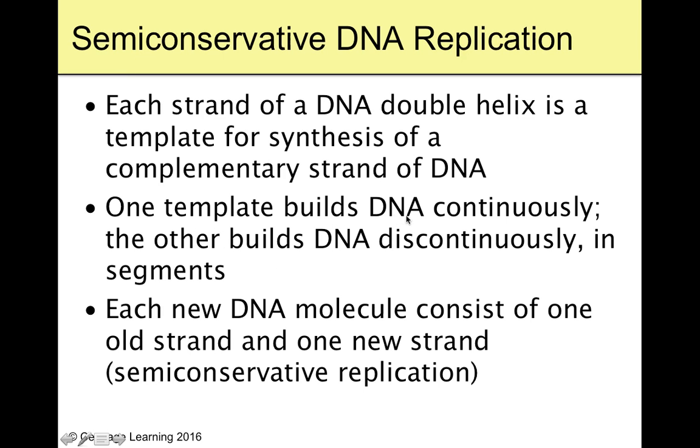And so one template builds DNA continuously, the other builds it discontinuously in little segments, and each new DNA molecule is going to have one new strand and one old strand. Now the reason we build them discontinuously on the second strand is because DNA polymerase only reads 5' to 3'. Because DNA strands travel in different directions, for one strand he can just run up the strand, 5' to 3', just head up. As all these other enzymes open the DNA up, he just follows behind them.